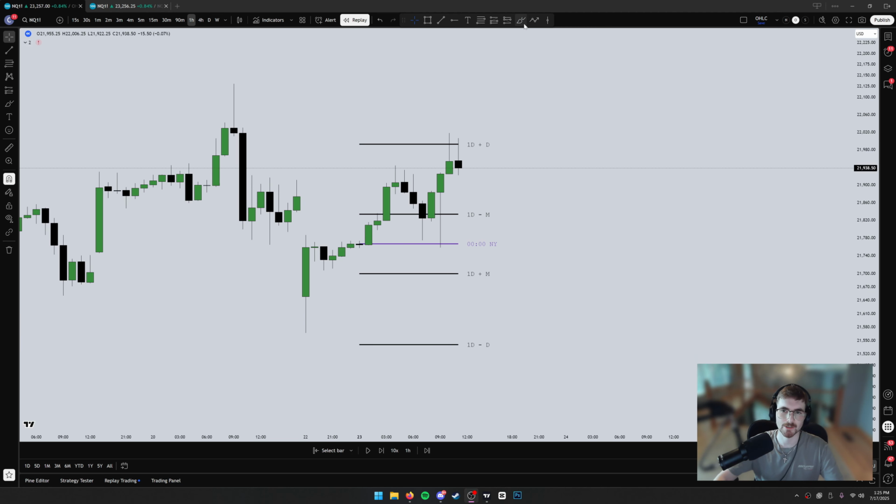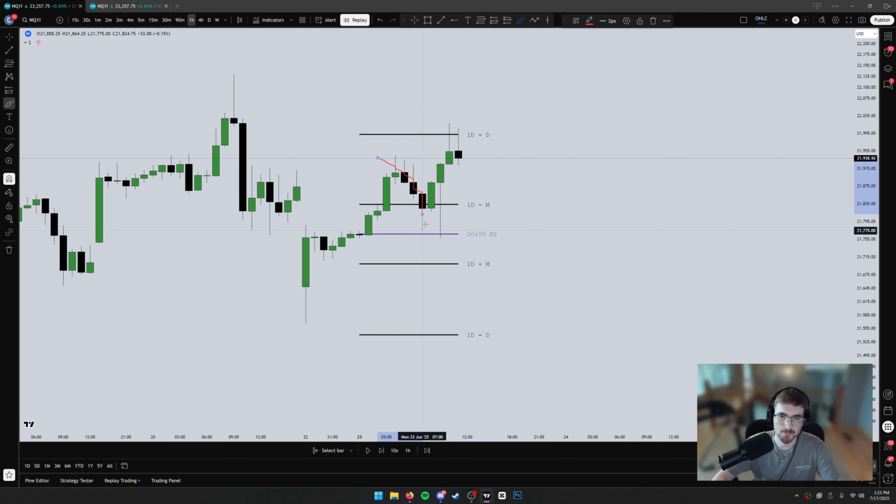So here we have a really good example of what happens when the manipulation level gets disrespected. So if a manipulation level gets disrespected during the morning, i.e. it closes above it and does not continue back below, then what we do is we use the distribution level instead. So as you can see here, we traded higher past this manipulation level, traded back into it, used it as support, and traded it all the way up to our distribution level.